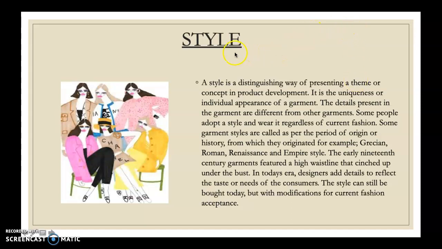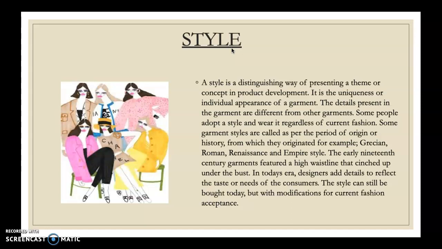Then we have style. A style is a distinguishing way of presenting a theme or concept in product development. It is the uniqueness or individual appearance of a garment. The details present in the garment are different from other garments. Some people adopt a style and wear it regardless of current fashion. Some garment styles are called as per the period of their origin or history from which they originated.